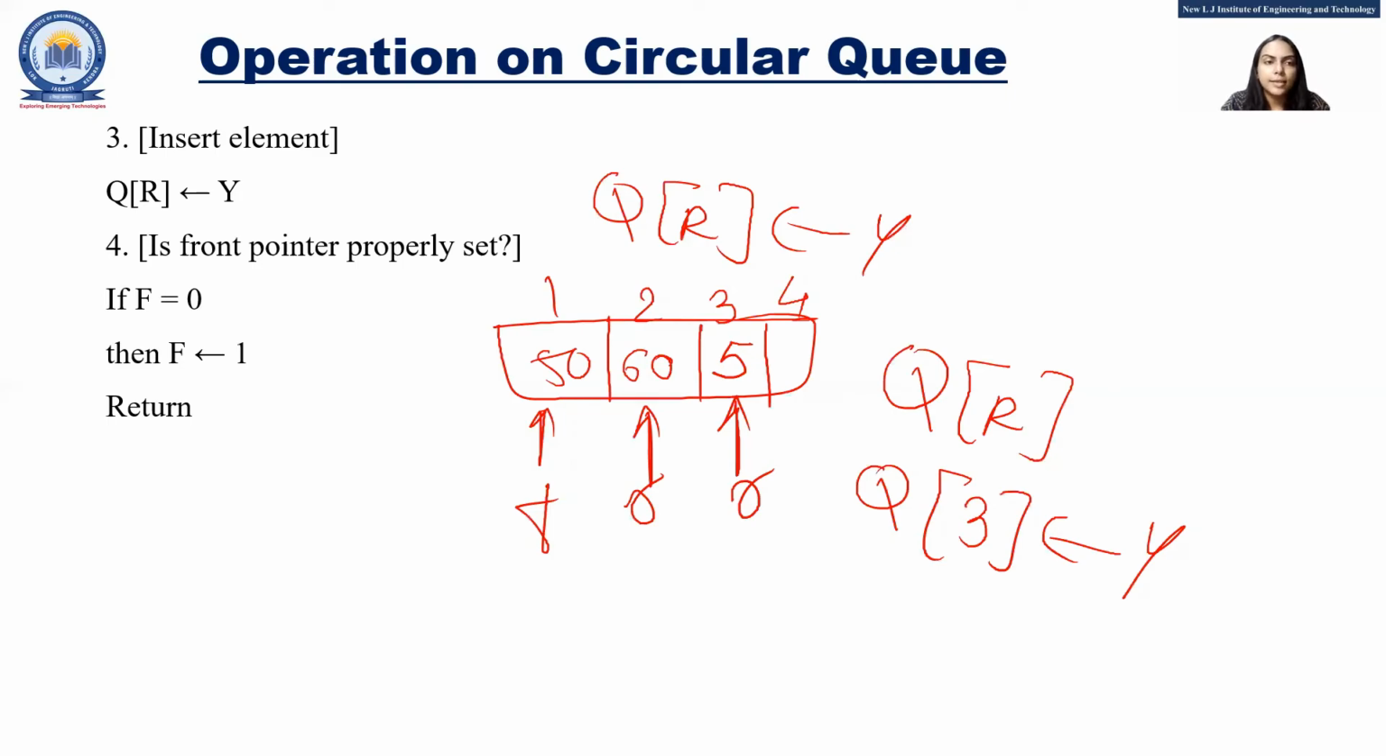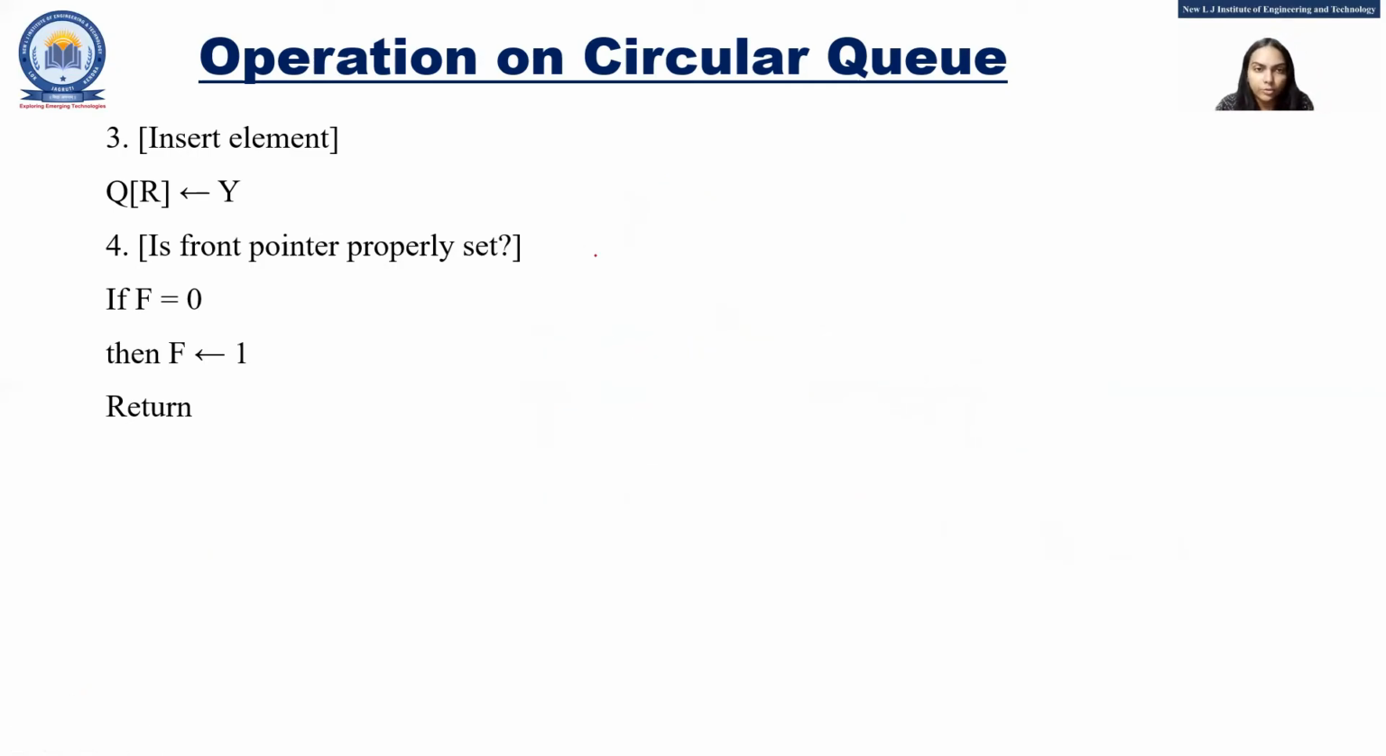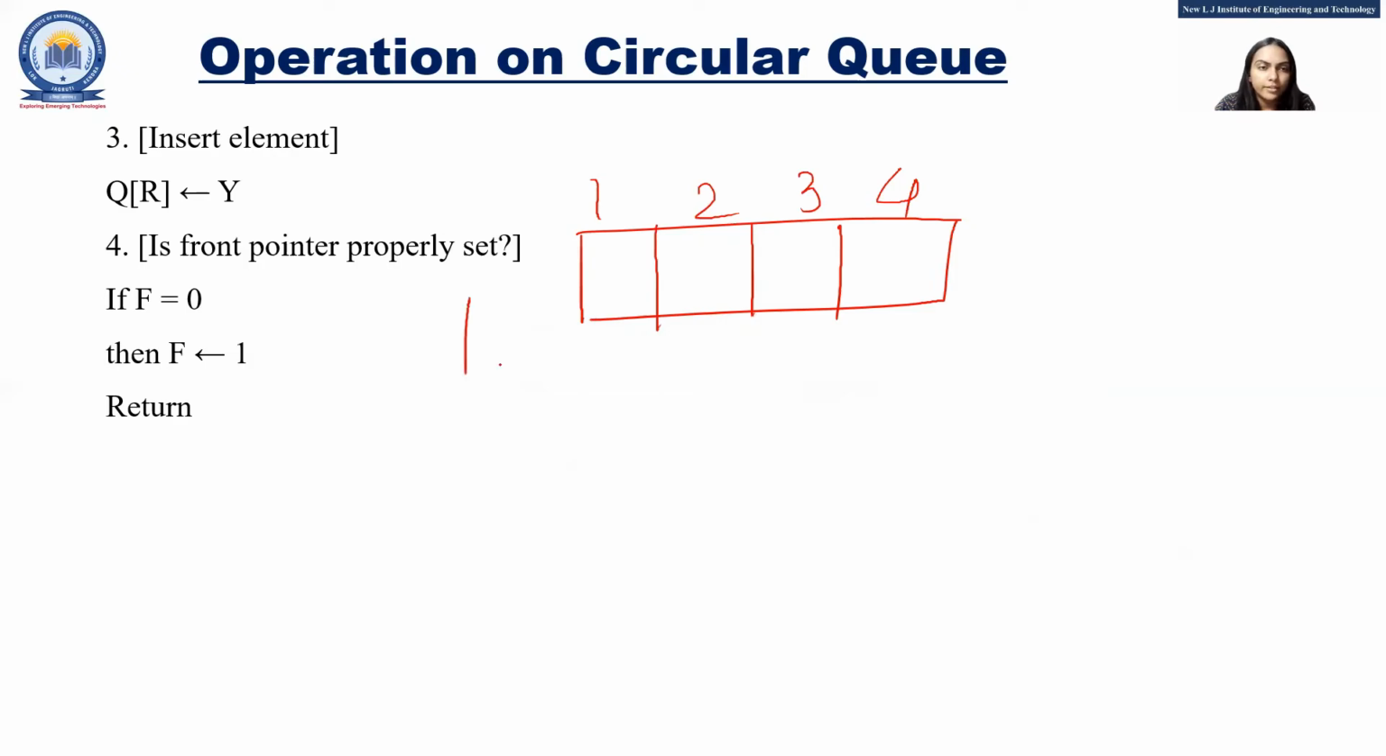And the last step is to check, is the front pointer properly set? Now students, the front pointer setting we need to check for this scenario. For example, this q is initially empty, 1, 2, 3 and 4. Front and rear are both 0. We are inserting one element. So what will happen? Rear will be here and we are inserting, for example, 30.